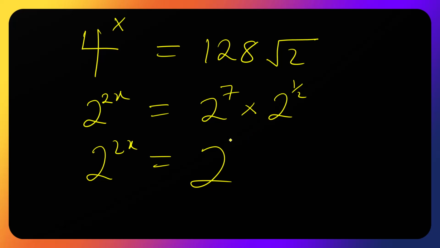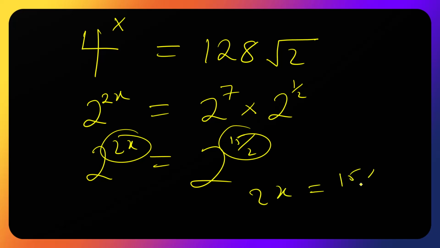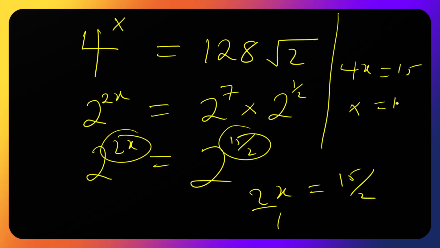So we have 15 on 2. So this one equals to that. 2x equals 15 on 2. So that will be 4x equals 15. And my x will be 15 on 4. Okay, how simple is that?